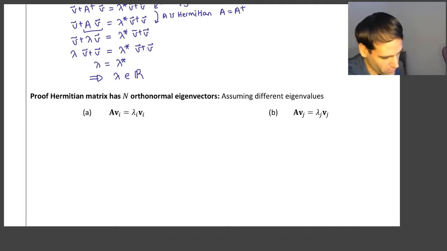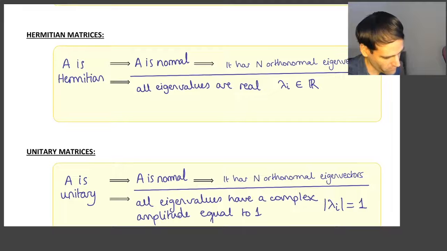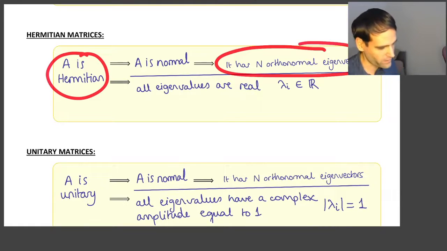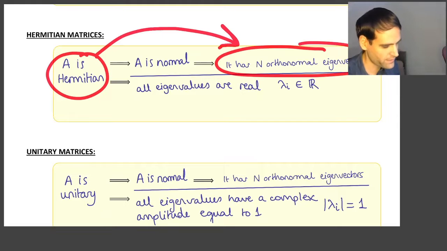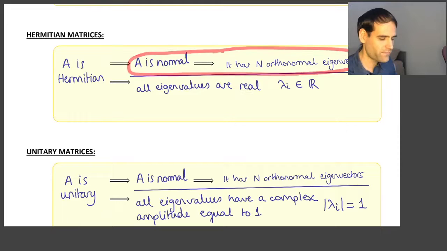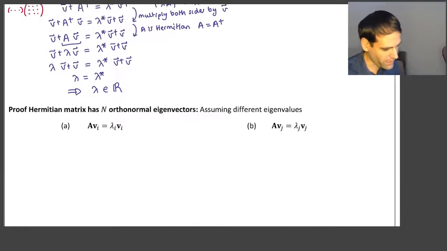We are going to prove that a Hermitian matrix has n orthonormal eigenvectors. We are going to prove that if we start here, we end up here. Okay, so we are going to prove an arrow that does this. I'm not going to prove the more general case of A being normal implying this, because the proof is a bit more complicated. Also, I'm going to prove it with a caveat.